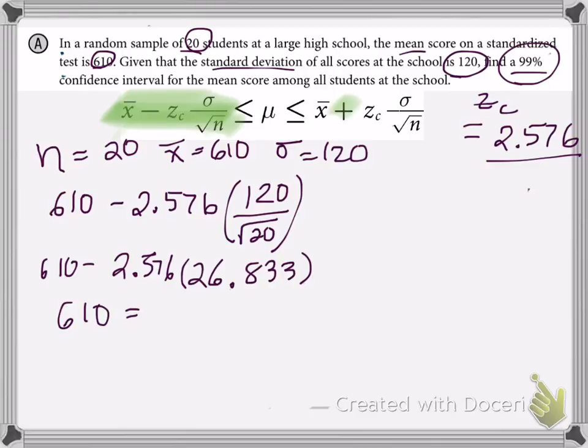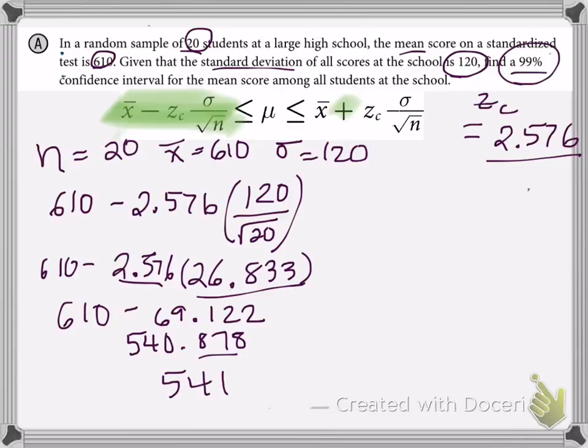And then that's going to end up being, minus, 2.576 times 26.833 is going to be 69.122. And then I'm going to subtract those, and I get 540.878. Now I don't want to leave the decimal there like that, so I'm just going to round to 541. Okay, that's my low end. That's the lowest the mean could be. So we're talking about this mean score.